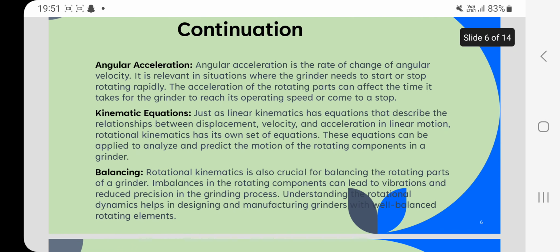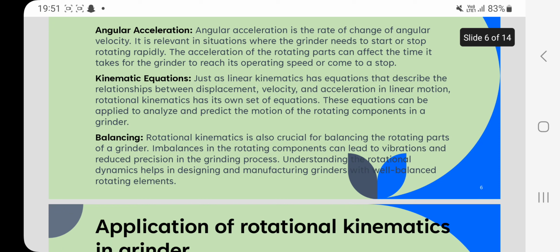Kinematic equations. Just as linear kinematics has equations that describe the relationship between displacement, velocity, and acceleration in linear motion, rotational kinematics has its own set of equations. These equations can be applied to analyze and predict the motion of the rotating components in a grinder.